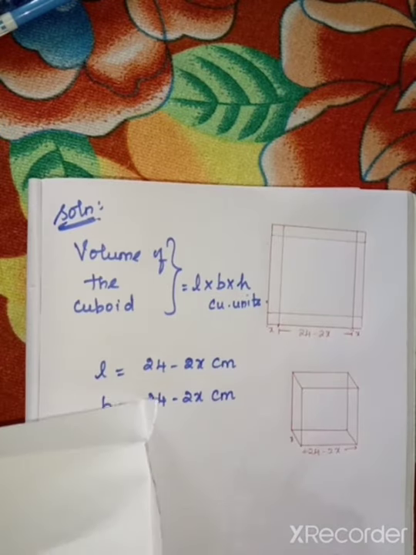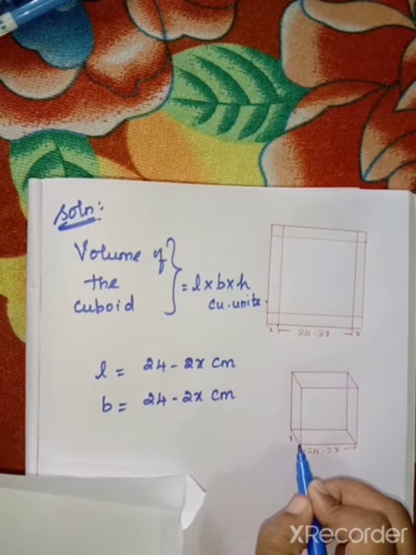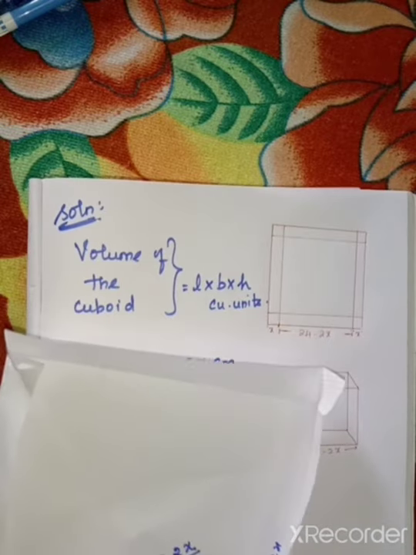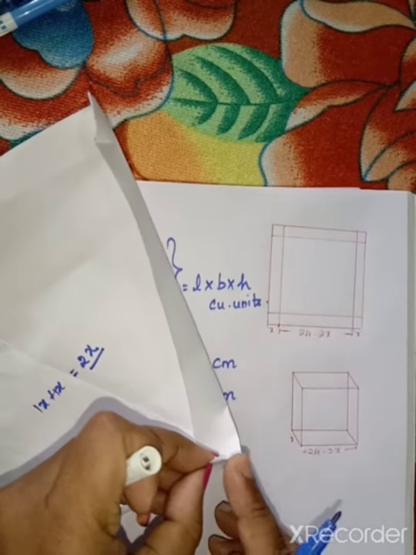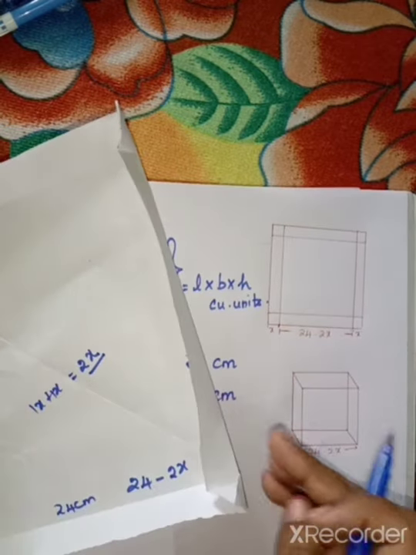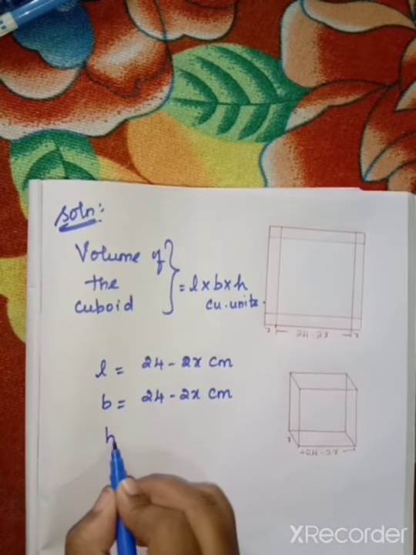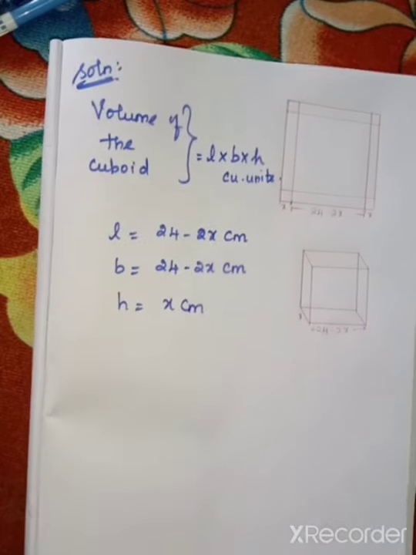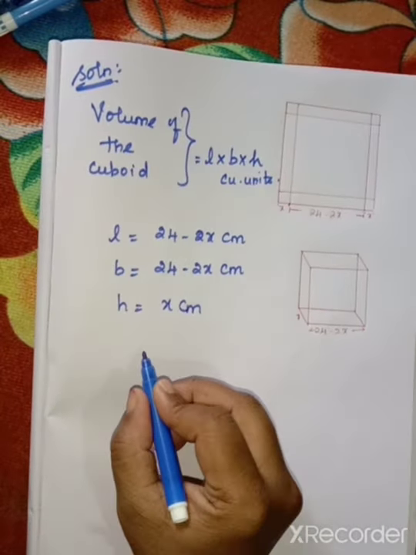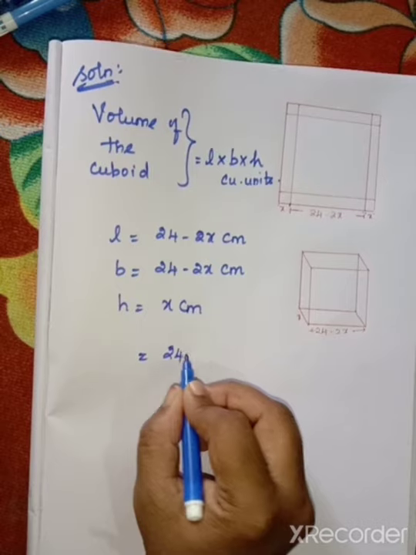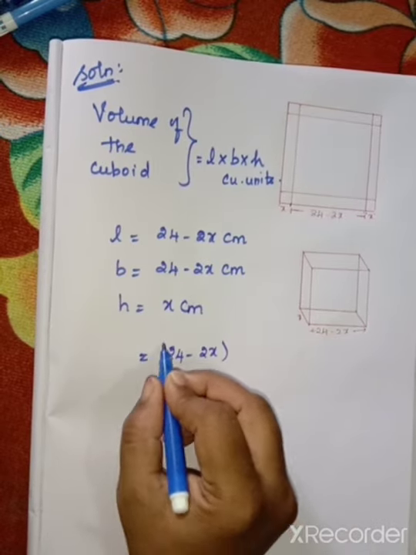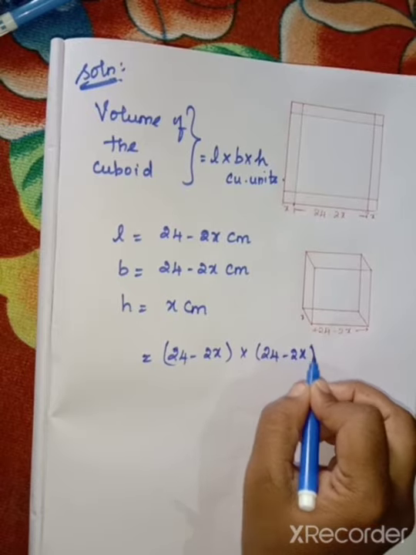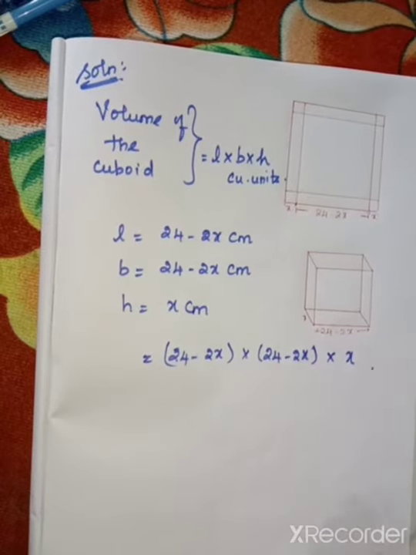For the height they mention here, height is what? X. In the cuboid, if you have folded, only one side is there, so this is the height. So height is x. So h equal to x centimeter. Now we want to multiply. So here 24 minus 2x into 24 minus 2x into x.